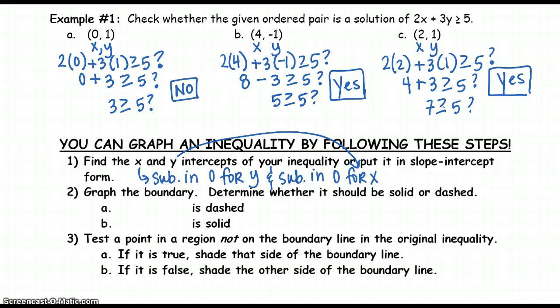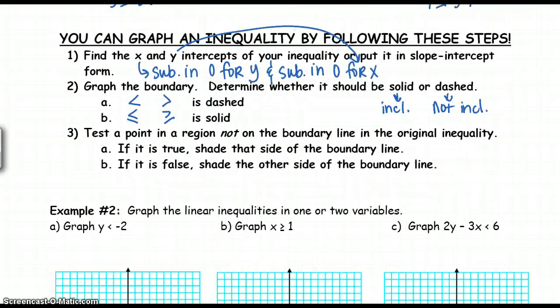Okay, second step, graph the boundary. Determine whether it should be solid or dashed. Solid means included, and dashed means not included. So a dashed line, therefore, would be a less than, or it could be a greater than. Those mean not included. Whereas a solid would be less than or equal to, or it could be greater than or equal to, because those mean included.